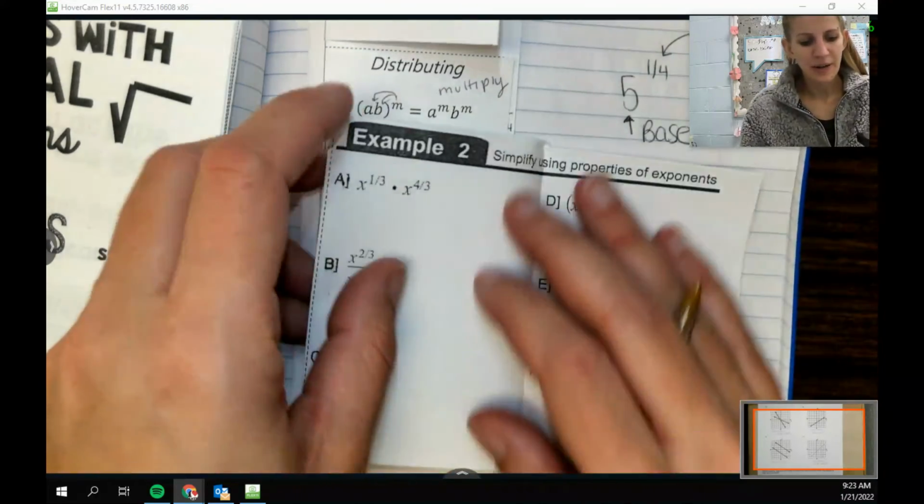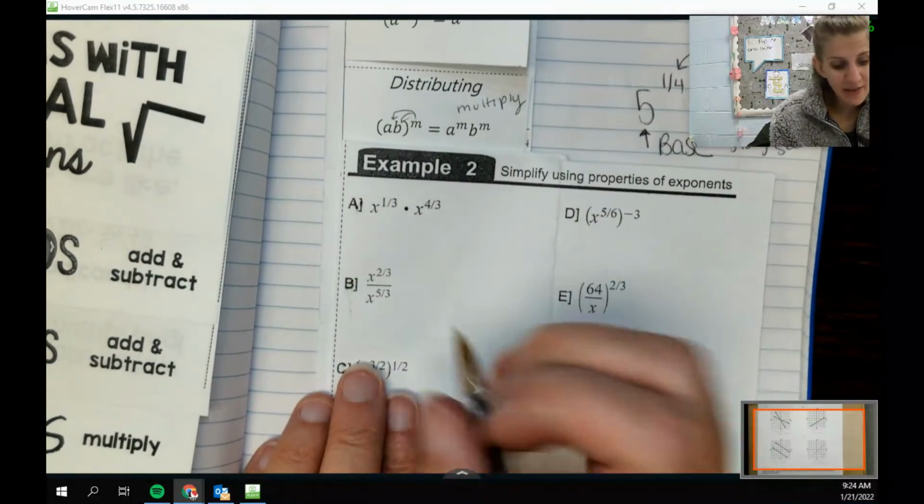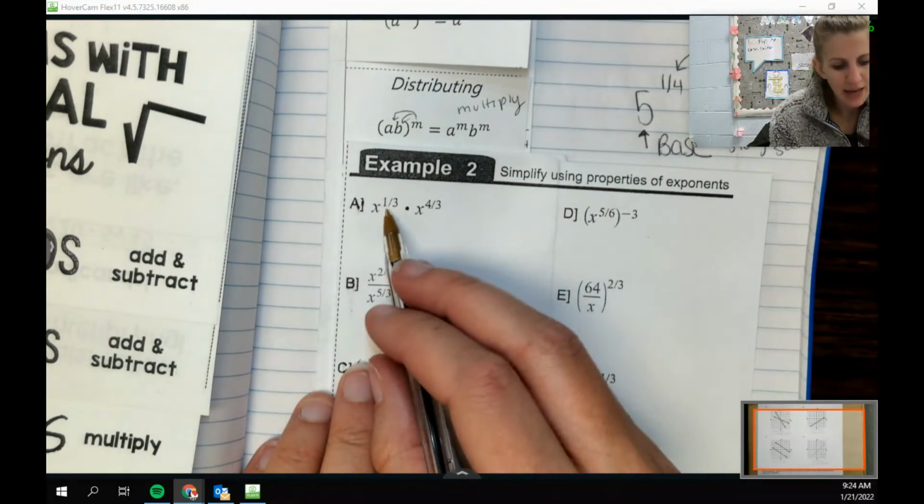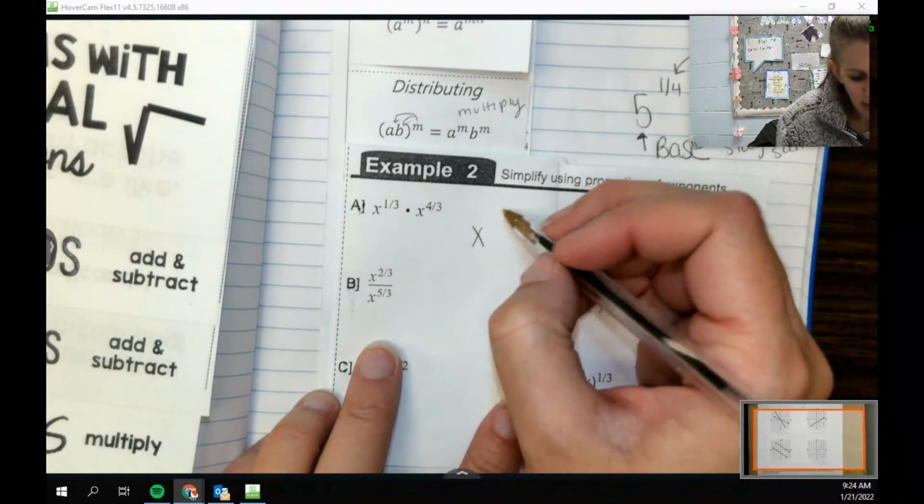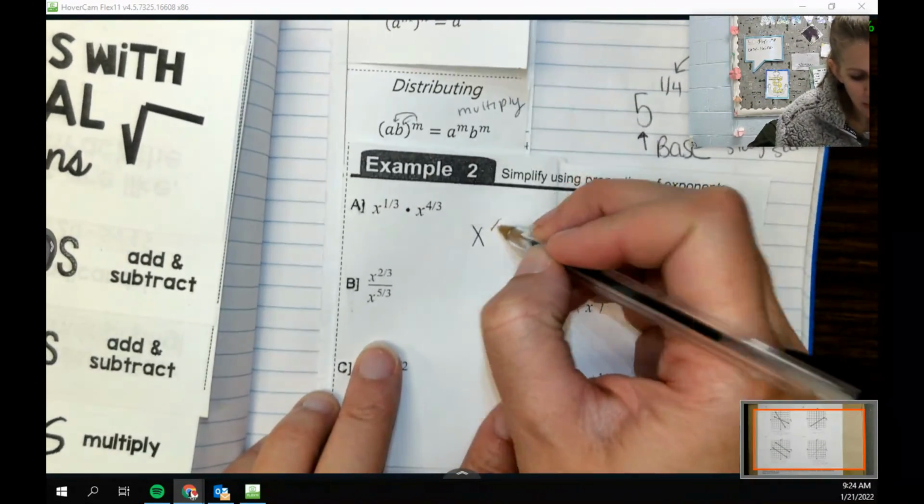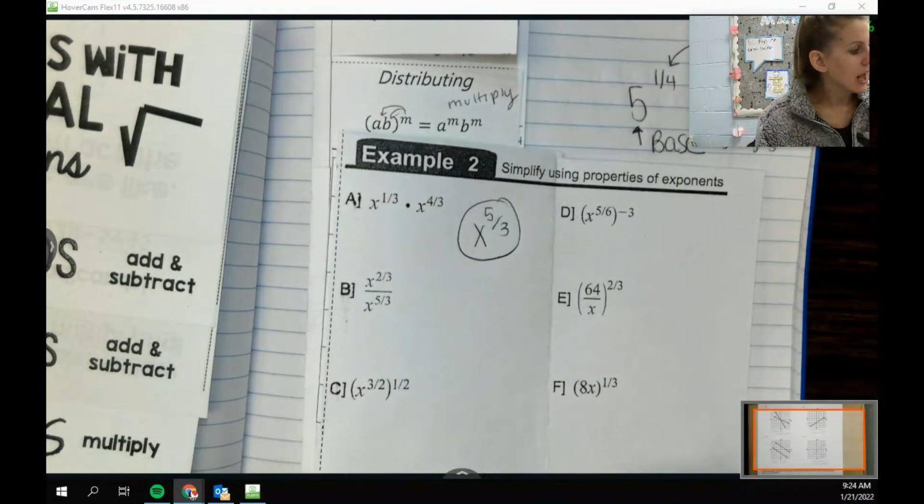Okay, let's try some more. Here, we do have the same base, and when we're multiplying, we can add. And luckily, these fractions have the same denominator, so we can just keep the denominator 3, and we'll have 5/3. Love that for us.